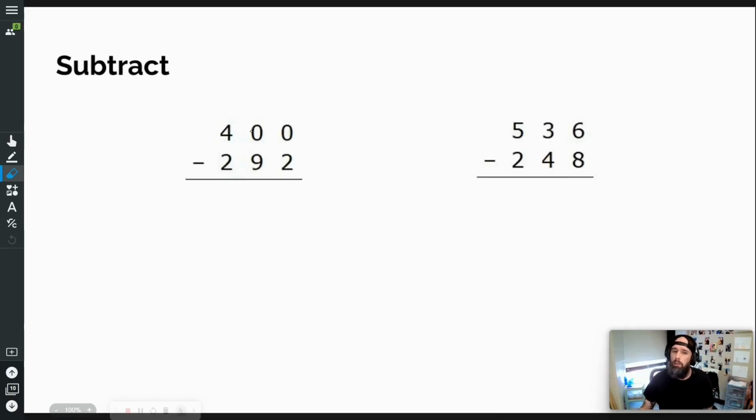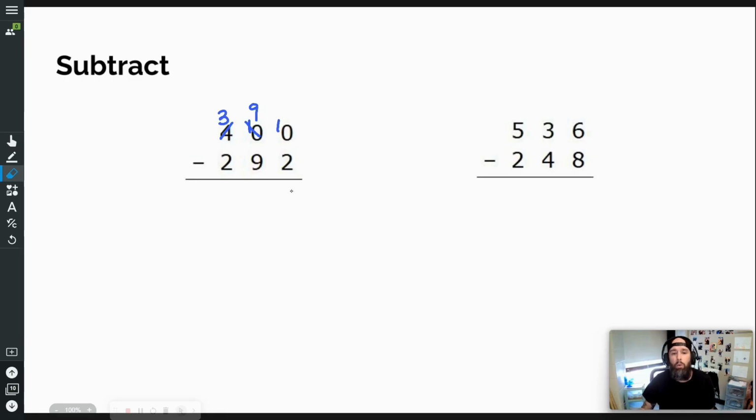495. Ugh. 400 minus 292. So double borrowing again. 0 minus 2, can't do it. Can't borrow from 0, because 0 minus, you just can't do it. So let's borrow from here. So let's borrow 1 from 4 and make you a 3. Now let's borrow 1 from 10 and make you a 9 and do this problem.